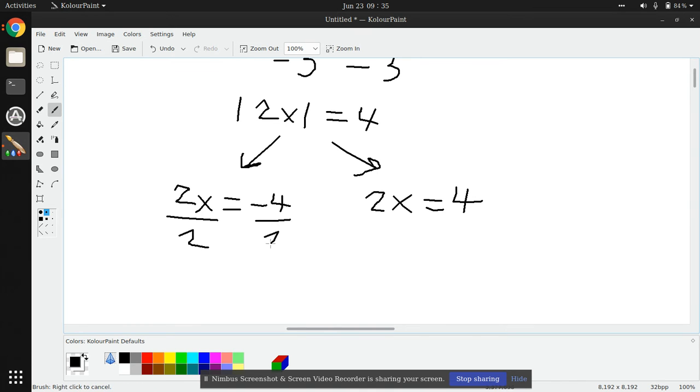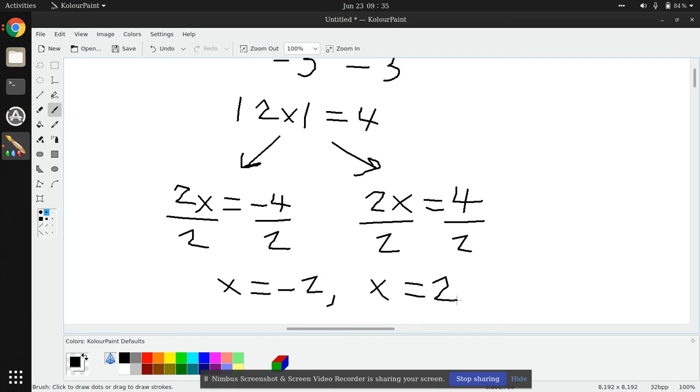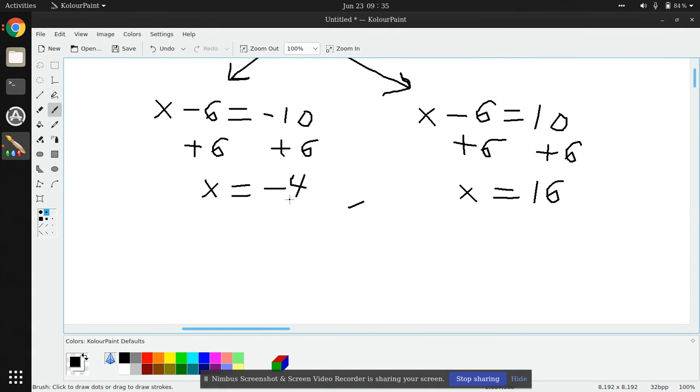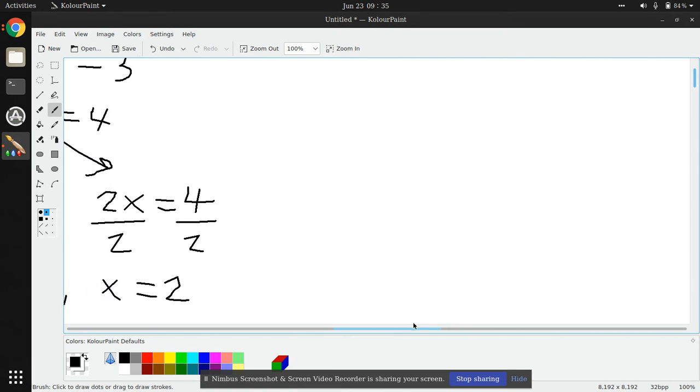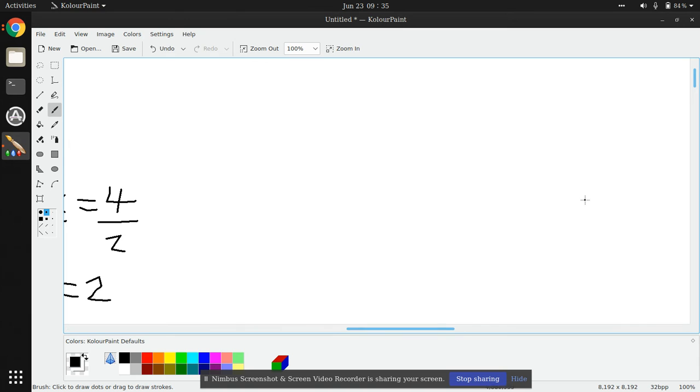Divide by 2 on both sides of both equations to get final answers of x equals negative 2 and x equals positive 2. It is a coincidence that they are opposites, a negative 2 and a positive 2, because notice that in this previous question, we had a negative 4 and a positive 16. They were not opposites. Yes, one was negative, one was positive, but they weren't the same number.